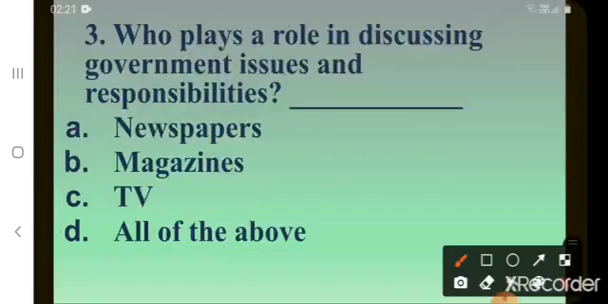Third one. Who plays a role in discussing government issues and responsibilities? A. Newspapers. B. Magazines. C. Television or TV. D. All of the above. What's the correct answer? Yes. D. All of the above. So, newspapers, magazines and TV, that is television, play a role in discussing government issues and responsibilities.